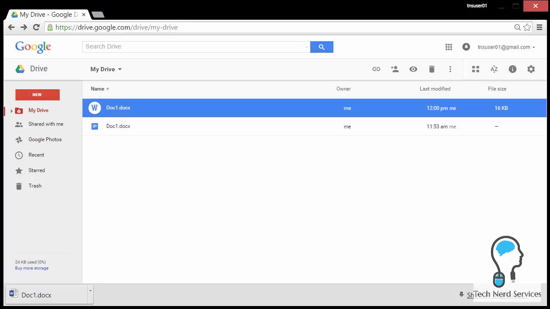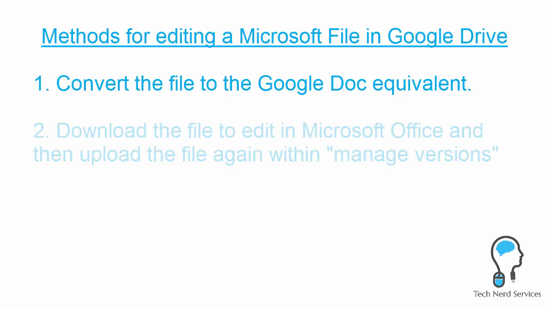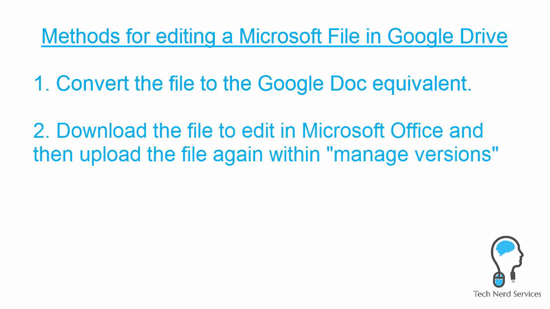So with that, the three different methods in which you can edit Microsoft Office files in Google Drive is to first convert that particular Word document to a Google Doc and then use it now as a brand new converted Google Doc and then delete the old Word file. Or you can download Word files stored on Google Drive, edit them in Microsoft Word, and then under Manage Versions for that file in Google Drive, upload a new version of the same file to Google Drive so that you're not constantly uploading new versions of the same file.